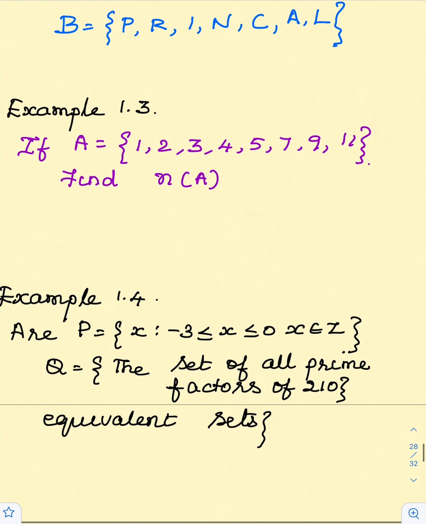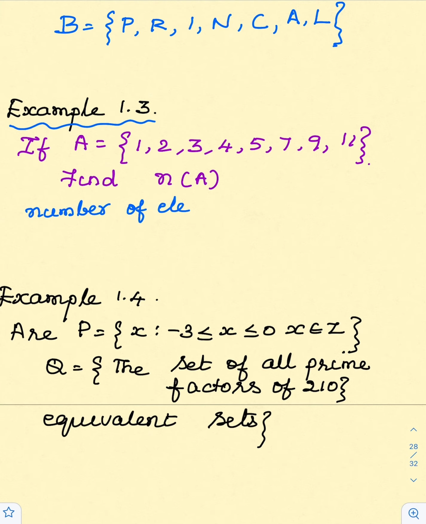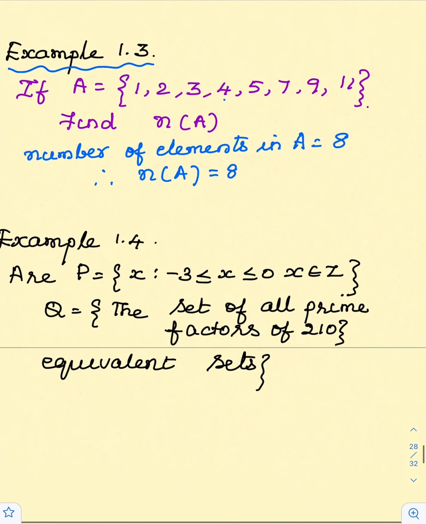Next we go to example 1.3. If A is equal to {1, 2, 3, 4, 5, 7, 9, 11}, find n(A). n(A), we have to find the number of elements in the set A. See how many elements: 1, 2, 3, 4, 5, 6, 7, 8. So you have 8 elements. Therefore, n(A) is equal to 8.